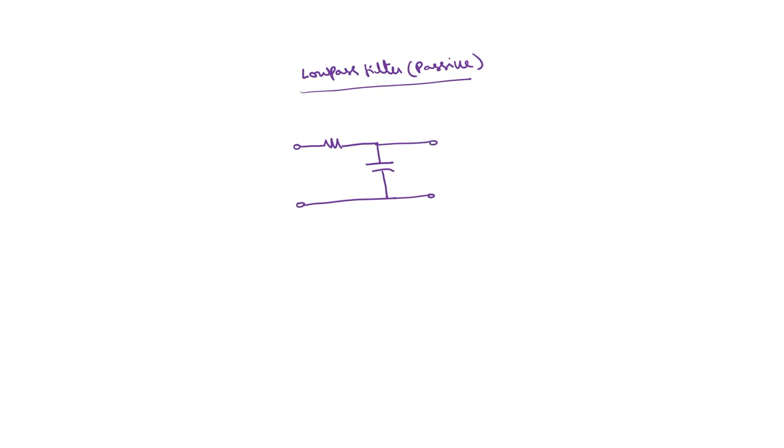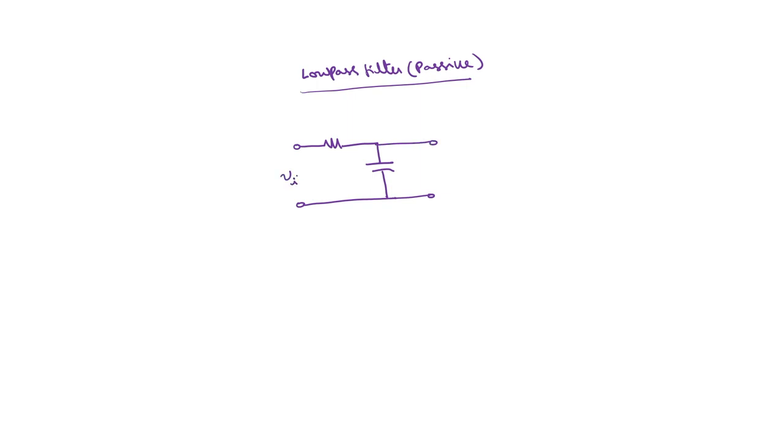If I take a passive low pass filter, it has to allow the low frequencies up to some frequency called the cutoff frequency, after that it has to reject the remaining frequencies. So simply a resistor and capacitor will form a low pass filter. This is passive because it does not contain a transistor or operational amplifier.